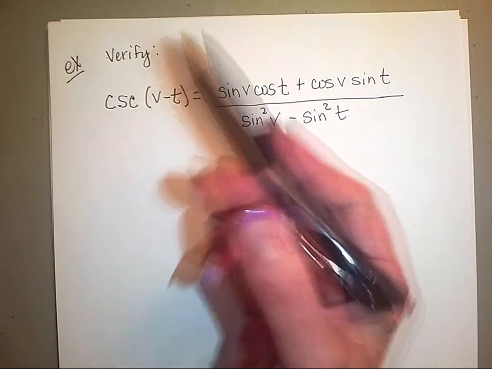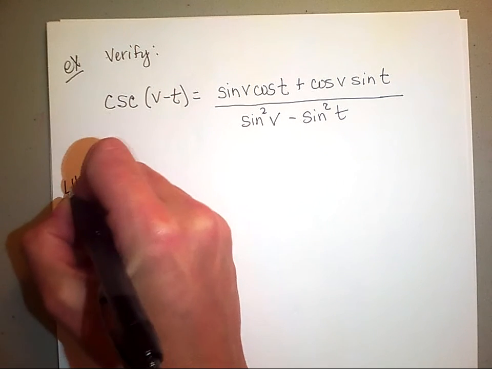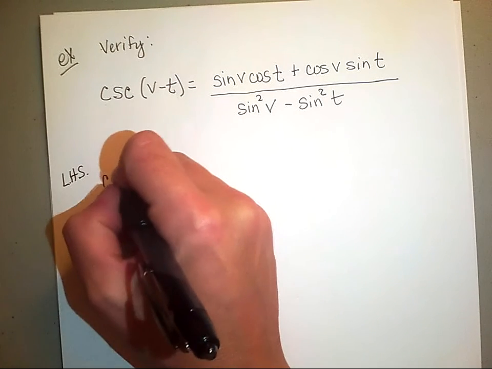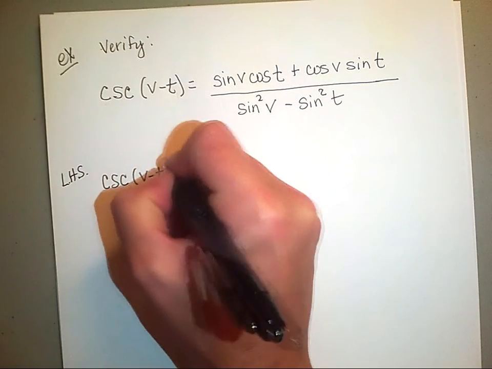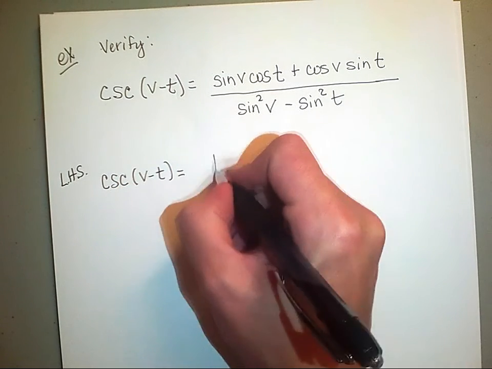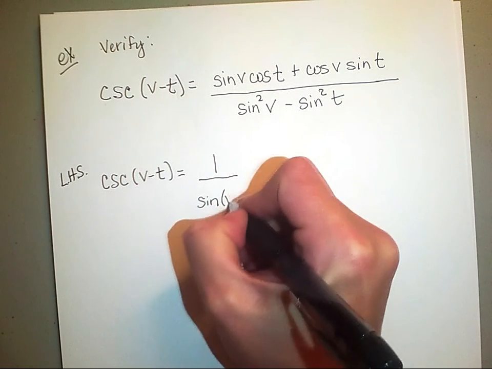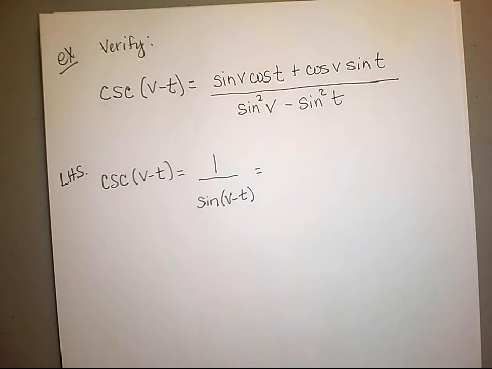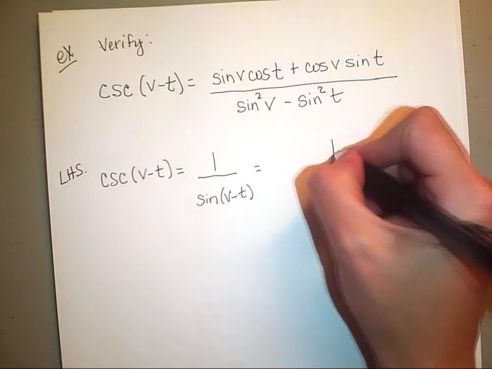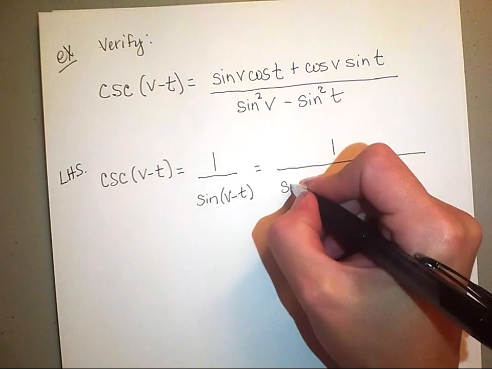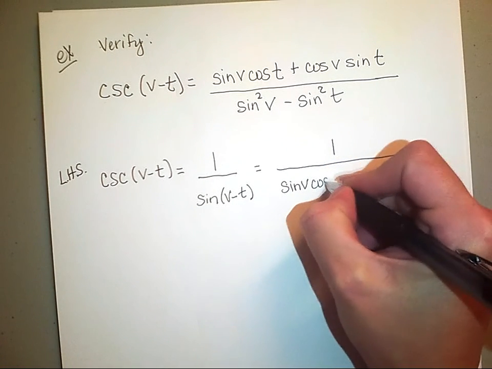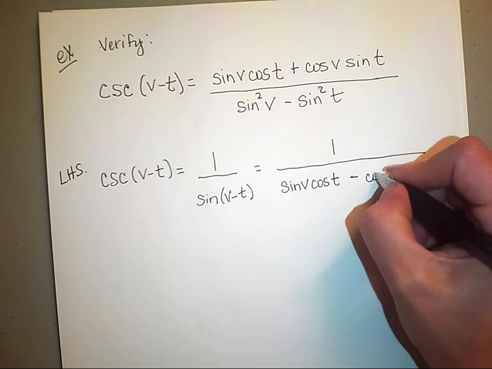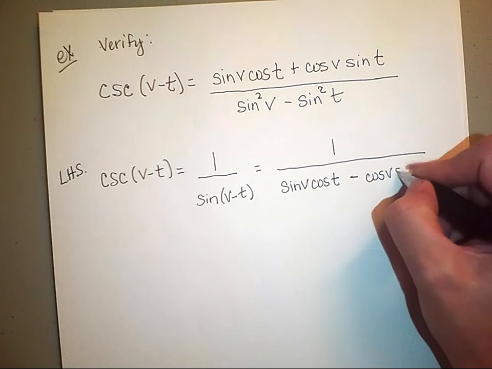So I might decide to work with this left-hand side because this is the cosecant. Let's start there. Okay. So the cosecant of v minus t, well, we know that has to be equal to 1 over the sine of v minus t. Okay. That's true. Now the only thing I can do is expand this, so this has to be 1 over the sine of v, always the cosine of the second one. It's the sine, yes, so I'll take the same sign. And then the cofunctions.